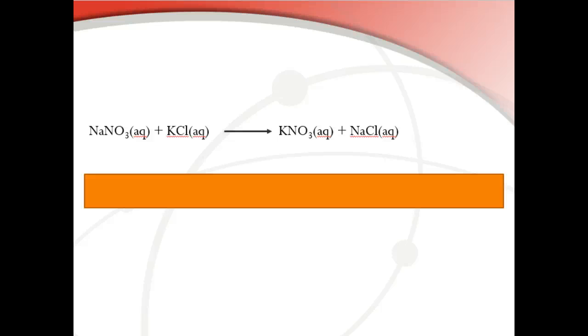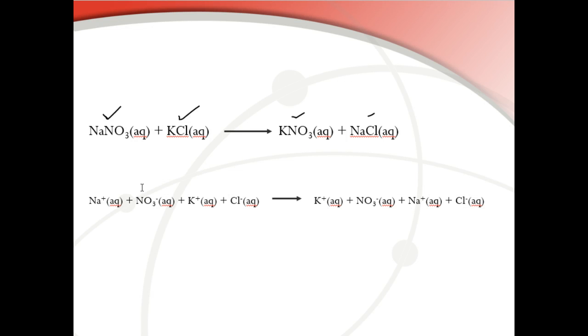Okay, so here we have sodium nitrate and potassium chloride. I know compounds of sodium are always soluble. I know compounds of potassium are always soluble. So this one's soluble, this one's soluble. These are all ionic compounds, so we're going to dissociate all of them because they're all soluble ionic compounds. And it's going to look like this.